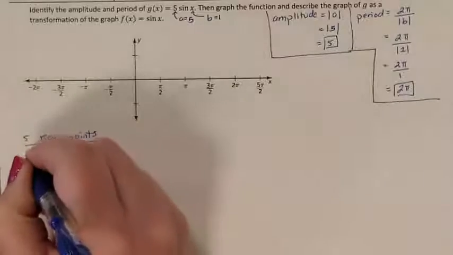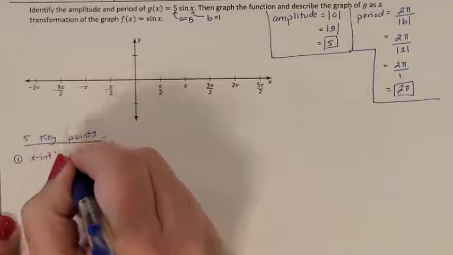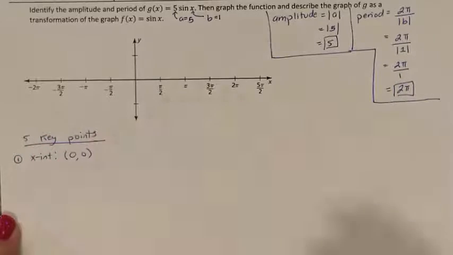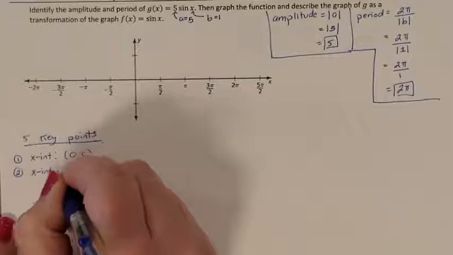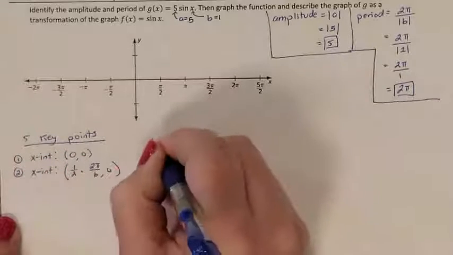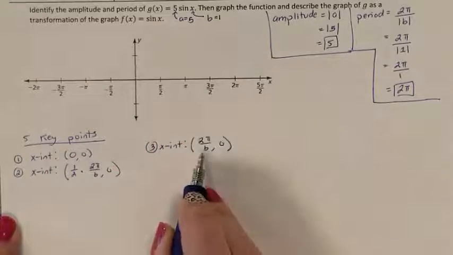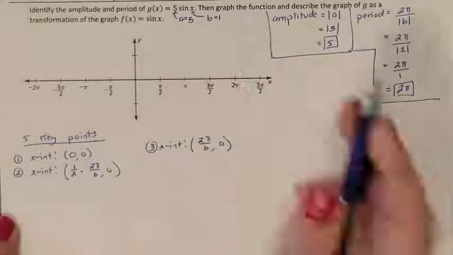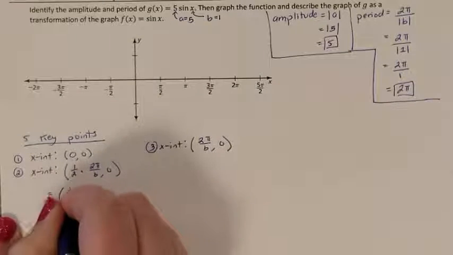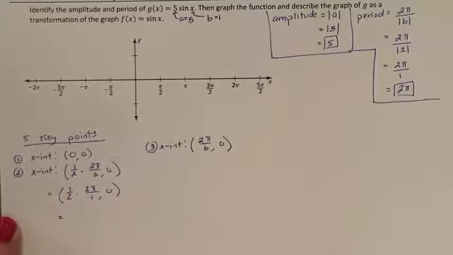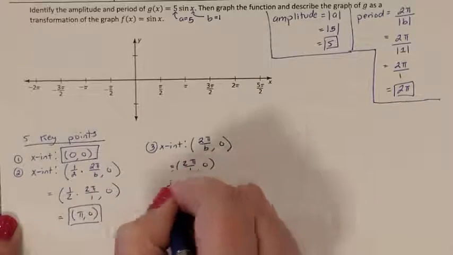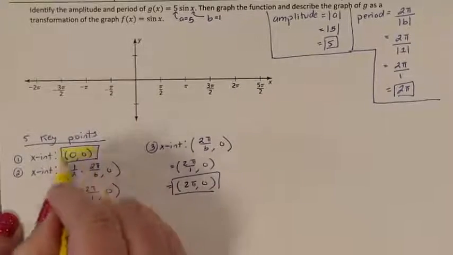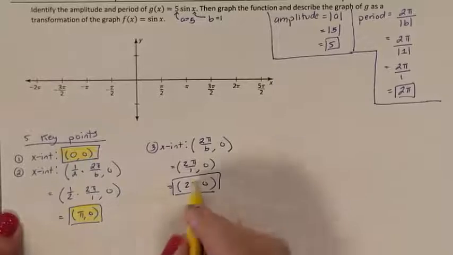And sine has 3 x-intercepts. The first x-intercept is always at 0, 0. Our second and third x-intercepts are formulas. Both formulas need b, which is 1. So let's go ahead and use our formulas. So I just found our 3 x-intercepts.